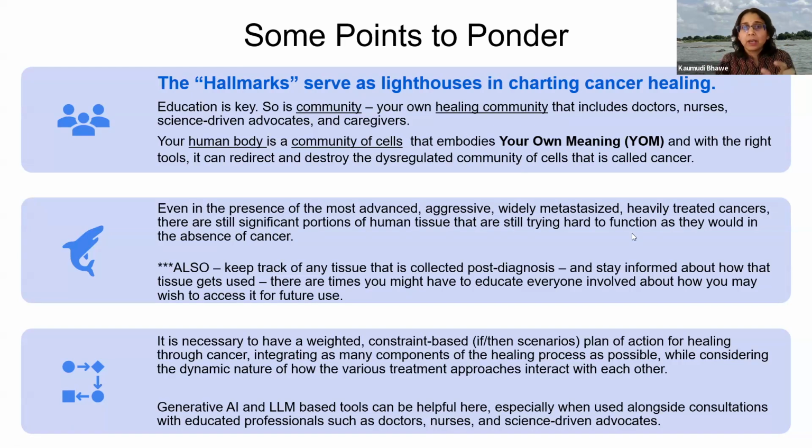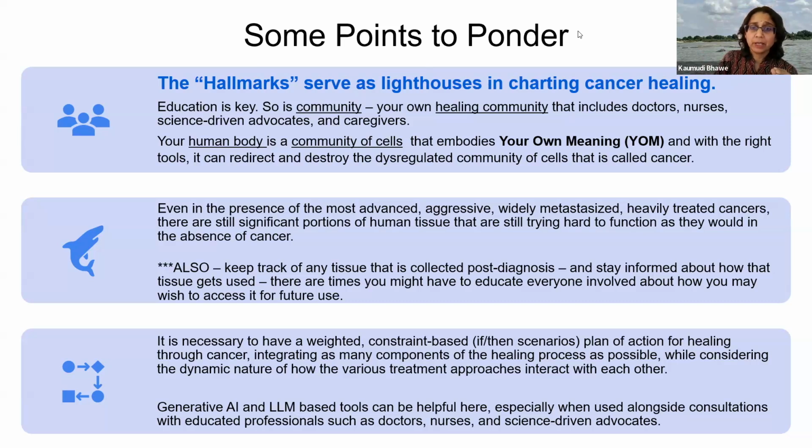And with the right tools, that larger community of cells can redirect and destroy the dysregulated community, a smaller subset, which is cancer. Even in the presence of the most advanced, widely metastasized cancers, there's still significant portions of human tissue that are trying to behave as if they would in absence of cancer. And also, please try your best to keep track of any tissue that is collected post-diagnosis, and please try to stay informed about how that tissue gets used. There are times when you might have to educate everyone involved about how you may wish to access that tissue for future use, for biomarker testing, for any of that.